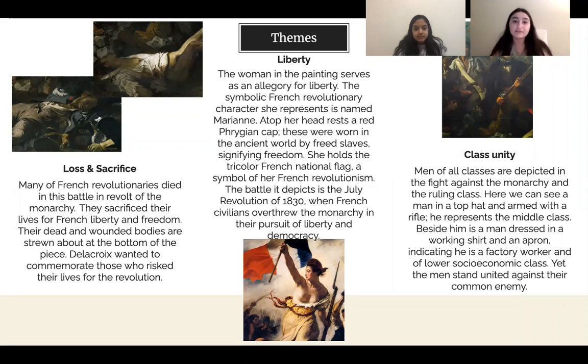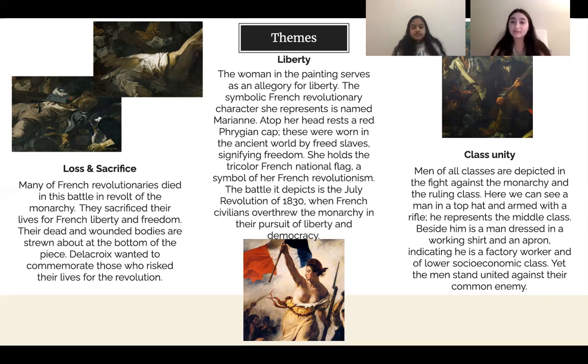Another central theme is liberty. The woman in the painting serves as an allegory for liberty. The symbolic French revolutionary character she represents is often referred to as Marianne. Atop her head rests a red Phrygian cap, which was worn in the ancient world by freed slaves to signify freedom. She holds the tricolor French national flag, a symbol of her French revolutionism. And the battle this painting depicts is the July Revolution of 1830, when French civilians overthrew the monarchy in their pursuit of liberty and democracy.